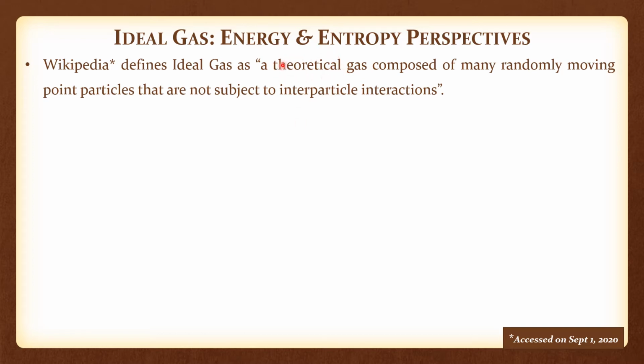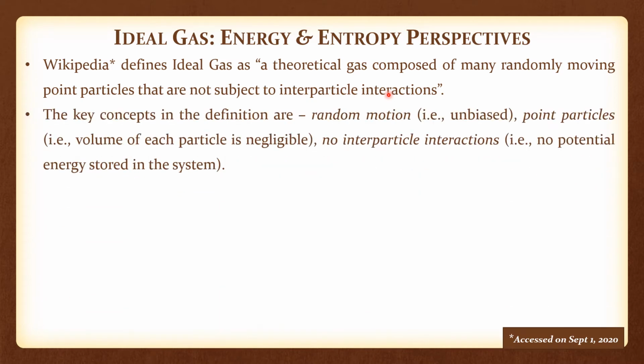First is that of a theoretical gas. In other words, this is an idealized limit of a gas. There is no such gas that is really exactly an ideal gas. And the gas is comprised of many randomly moving point particles, which means the volume occupied by each gas molecule is taken to be 0, and they are not subject to any kind of interparticle interactions.